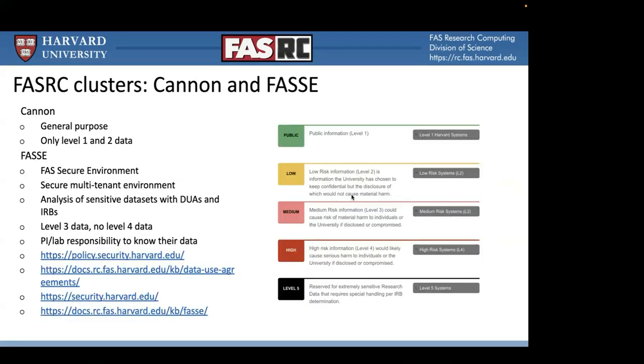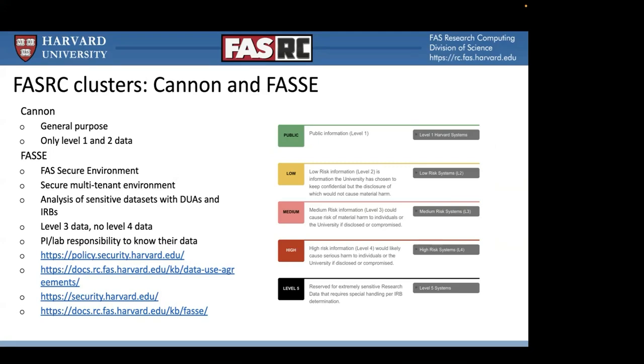Now, we have 2 primary clusters, Canon and FASSE. Most of the stuff that we're talking about today is going to be about Canon. Most of it is applicable to FASSE as well, but not quite everything. The primary difference between these 2 clusters is security level. Canon is for only level 1 and level 2 data. FASSE is for anything that is sensitive.